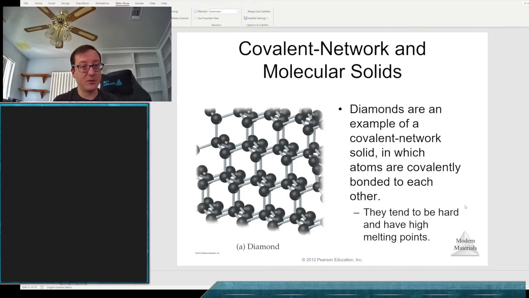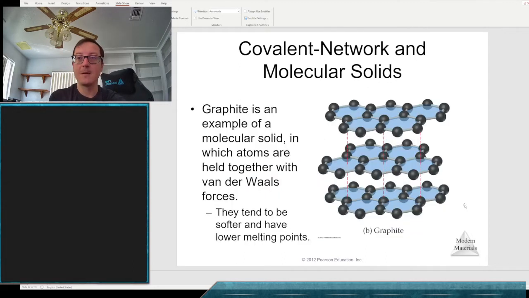They're not going to shear apart. They're not going to have really brittleness to them. They're pretty strong. And they typically have high melting points because they are massive molecular weights.